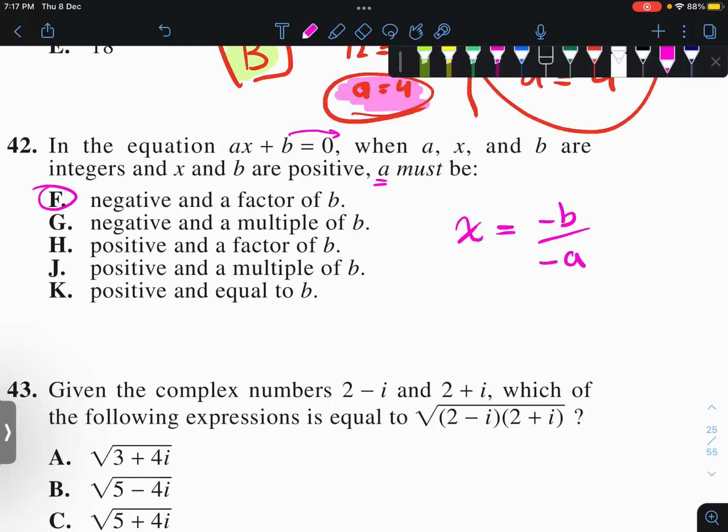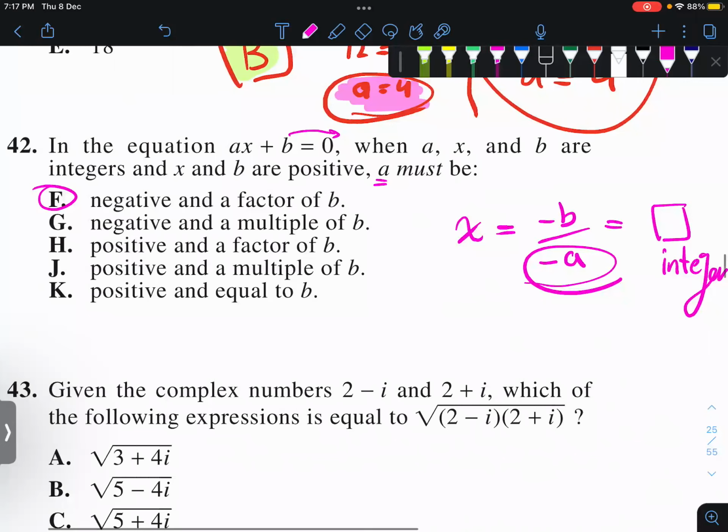Now dividing by a, it must be a negative value such that the result is positive because x is positive, and it should be a factor of b. Why a factor of b? So that it gives a whole number, an integer. Okay, that's why the answer is F. Is it true?